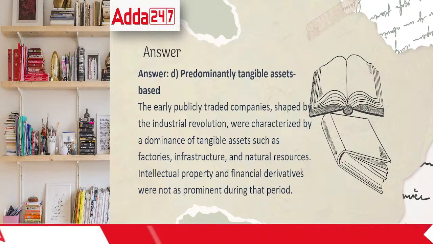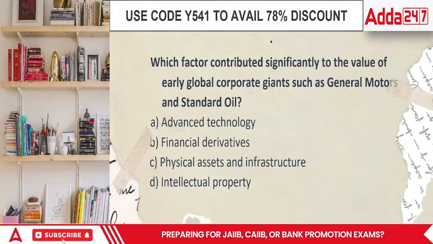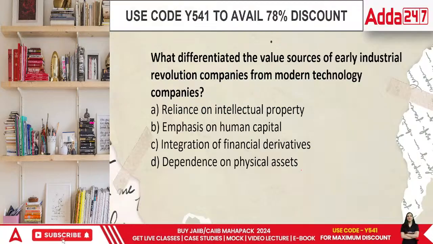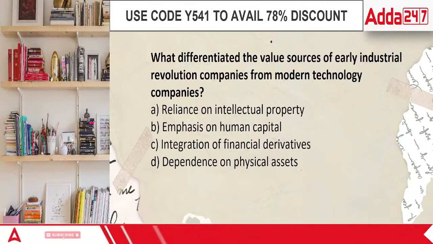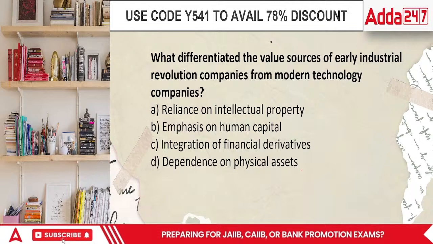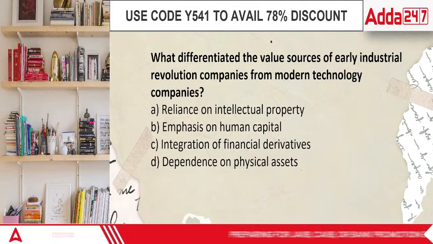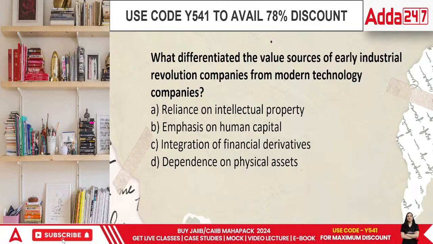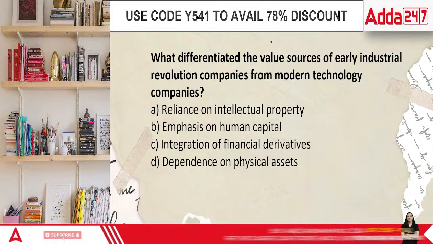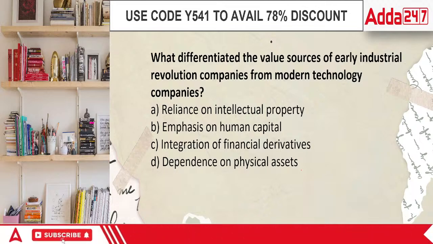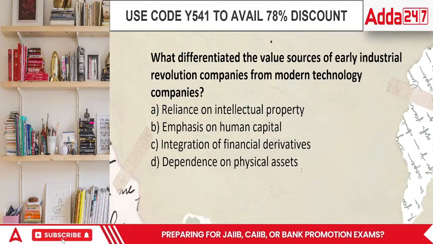Now comes the next question, everyone. What differentiated the value of the early industrial revolution from modern technology? Reliance on intellectual property, reliance on human capital, integration of financial derivatives, or dependence on physical assets?